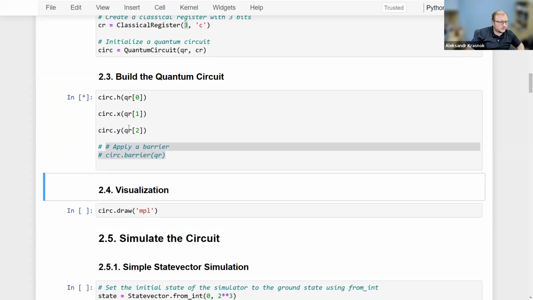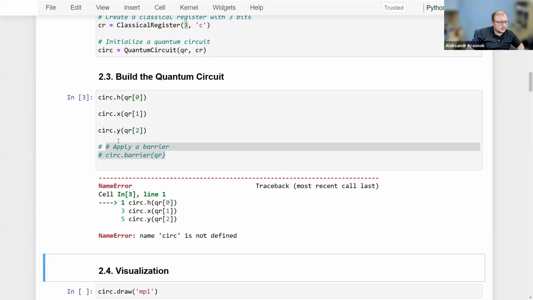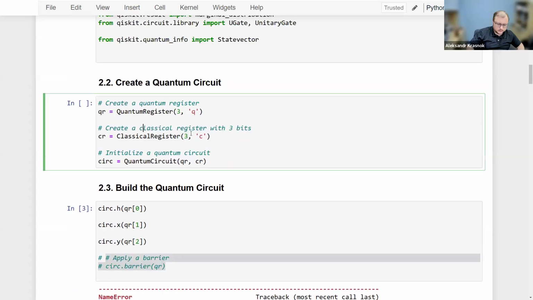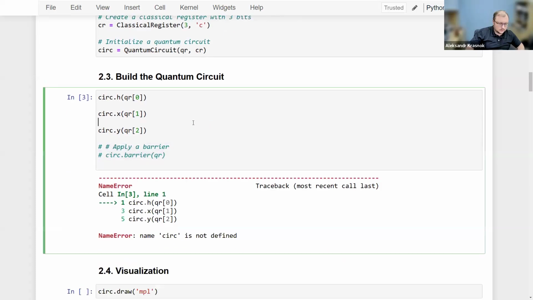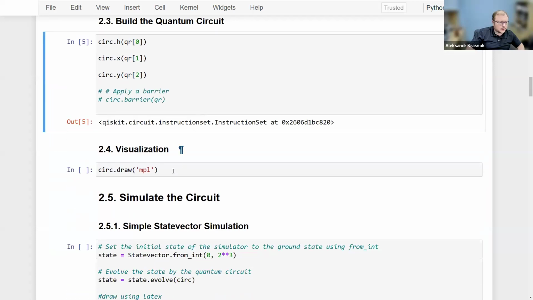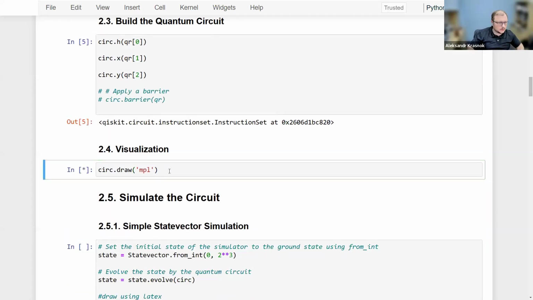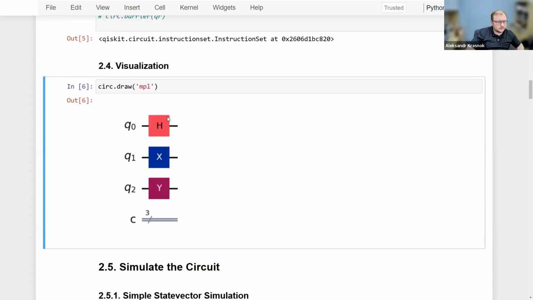Let us do without it first. Yeah, I need to run this one. And then I can visualize my circuit, right? So this is the circuit now. 3 qubits, H, X and Y gates applied. And this double line always means classical bus line.